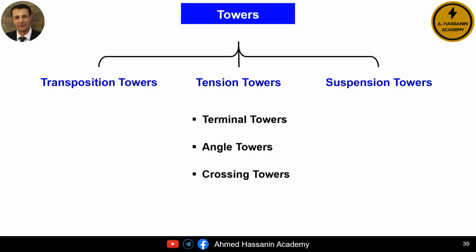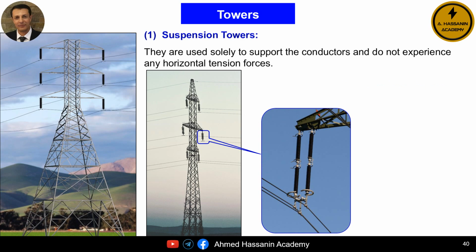And in order to understand the types of towers used in overhead transmission lines, we must know that the type of tower is determined based on the method of insulator installation and the function of the tower. In other words, if the insulator mounted on the transmission line tower is a suspension insulator, this means that the tower will be a suspension tower. If the insulator mounted on the tower is a tension insulator, this indicates that the tower will be a tension tower, and so on. The first type of tower used in overhead transmission lines is the suspension tower.